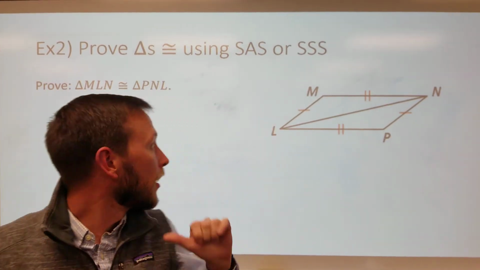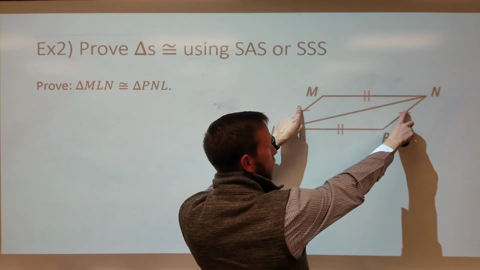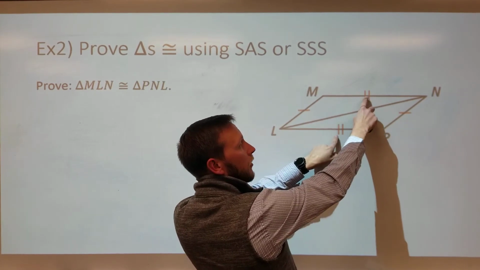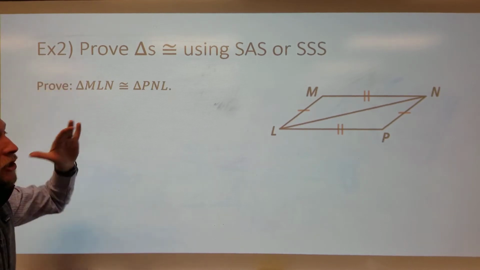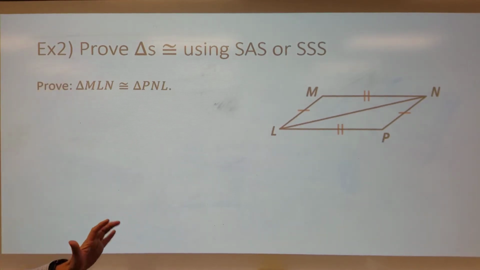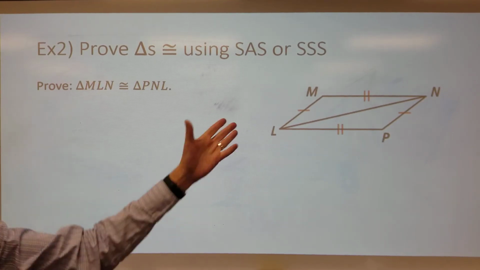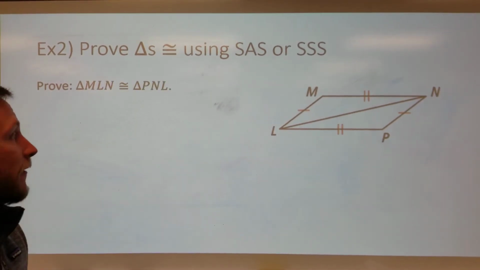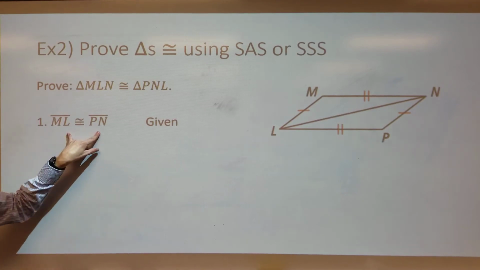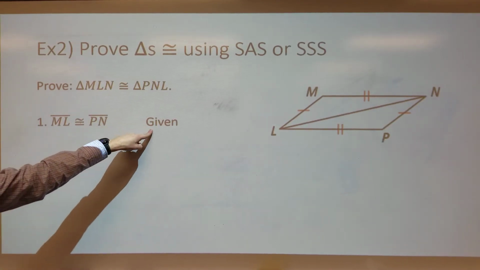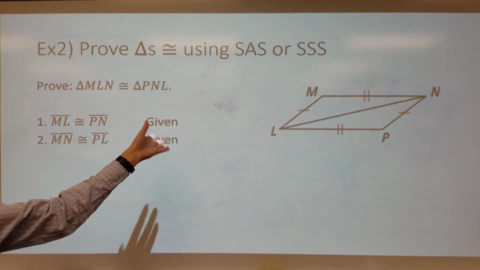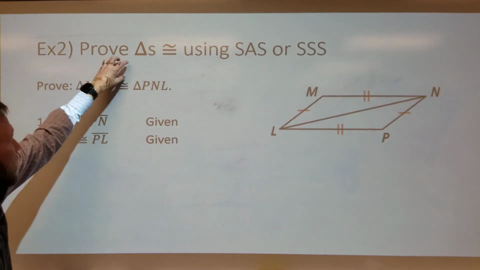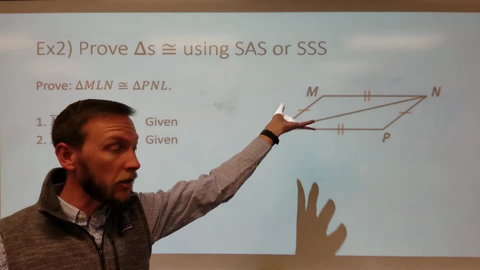It's helpful. These hash marks mean that these sides are congruent, and these hash marks mean that those sides are congruent. So it's not stated as given that LM is congruent to NP and segment MN is congruent to segment PL. It's not written out for us. It's given in the figure. So we're going to make those statements that ML and PN are congruent because it's given in the figure, that MN and PL are congruent because it's given, again, in the figure, not explicitly stated, but explicitly detailed in the picture.